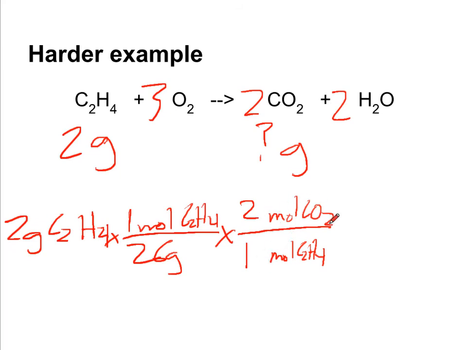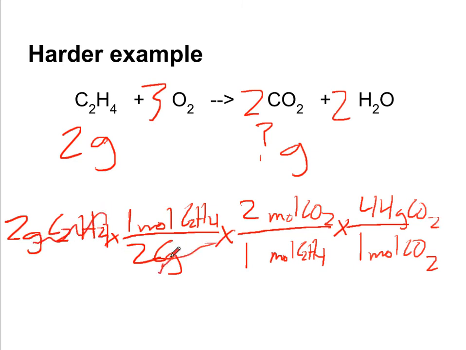Now we've got moles of CO2, but they didn't ask us to find moles of it, they asked us to find grams. So now we've got to convert from moles of CO2 to grams. 1 mole of CO2, 1 carbon, 2 oxygens, has a mass of 44 grams. Make sure all of our units cancel out. The grams of C2H4 are going to go away, moles of C2H4 are going to go away, and moles of CO2. So we've done our dimensional analysis right, now we just have to solve it. 2 times 44 divided by 26, and that should give us 6.77 grams of CO2.